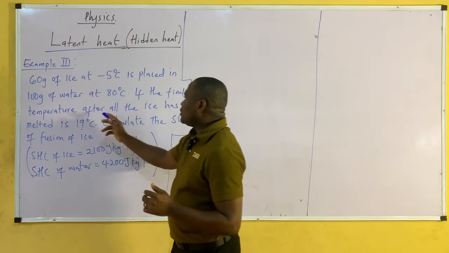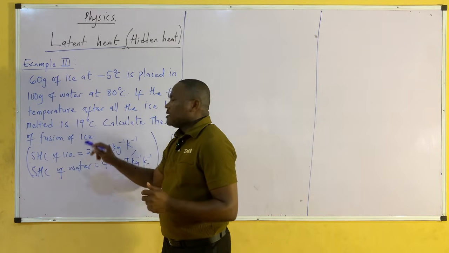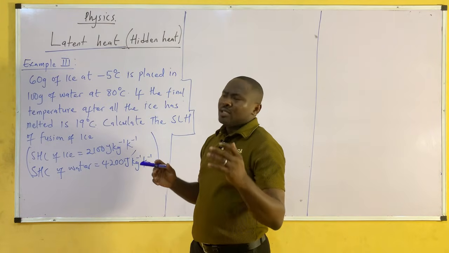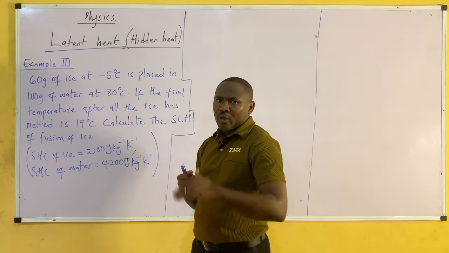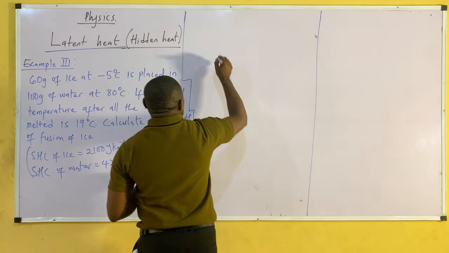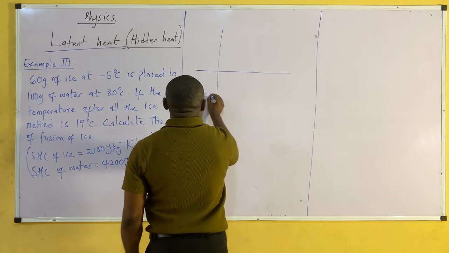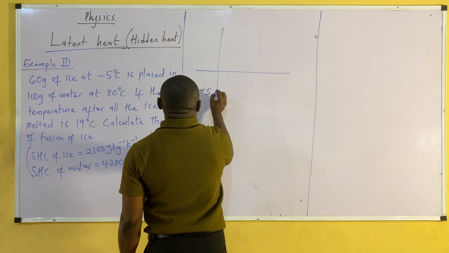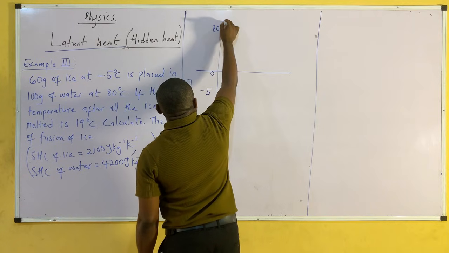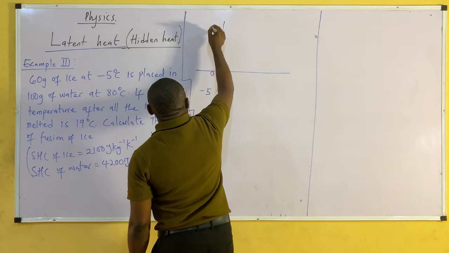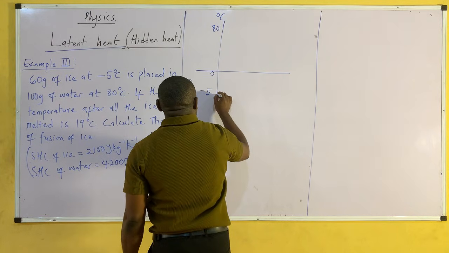If the final temperature after all the ice has melted is 19 degrees Celsius, meaning that the ice has gained heat to melt. So if I have a graph like this, please look at this graph very well, very important. This is minus 5, this is 0, and this is 80, where that's the highest temperature we have in the question. This is 80, this is the degree Celsius side. Now look at this again.